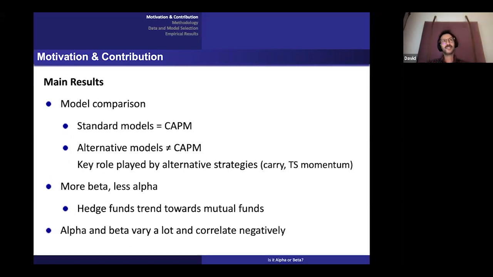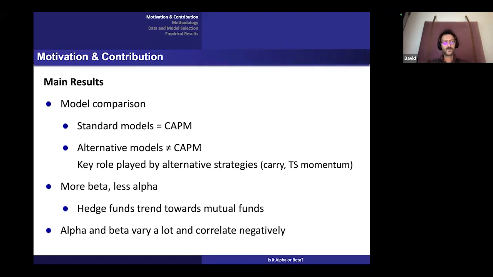Now, before digging into the theory a bit, let me just sketch the set of results that we obtain. So the first thing that we do, we will take a set of standard factor models that have been used for decades in the hedge fund space, and we will compare those models against the simplest model you can imagine, which is the CAPM, that actually has a single factor, which is the market. And the CAPM is clearly the most illiquid model that you can imagine to capture the alternative strategies that are most of the time very low correlated with the market, right?